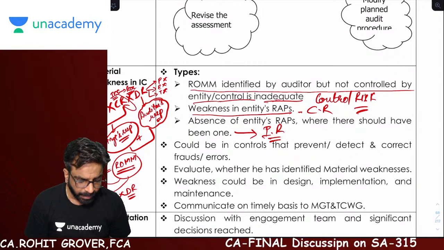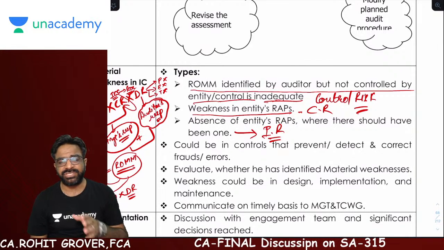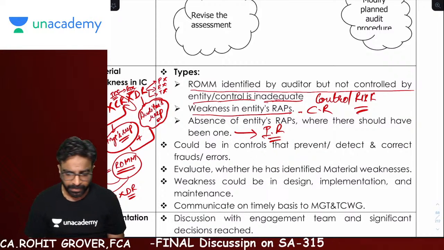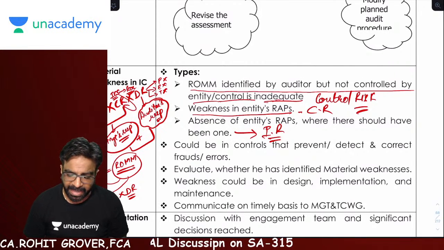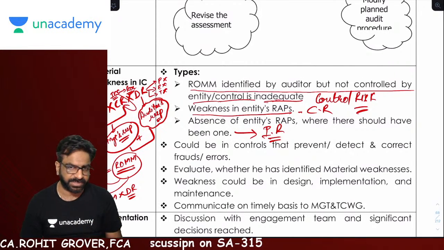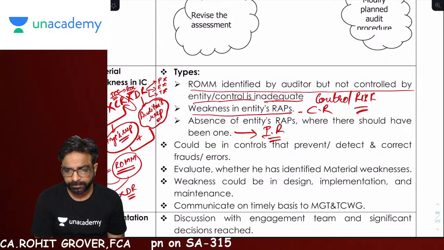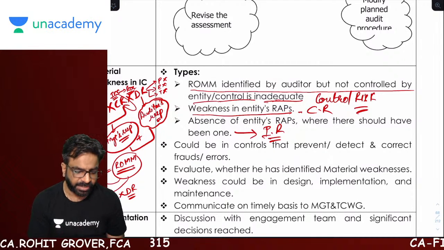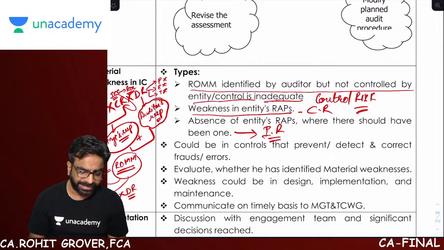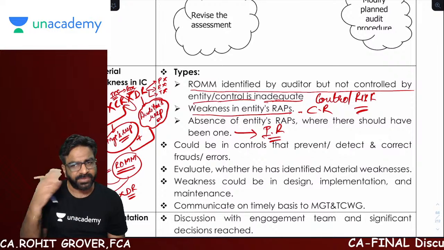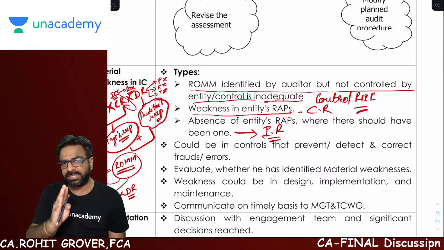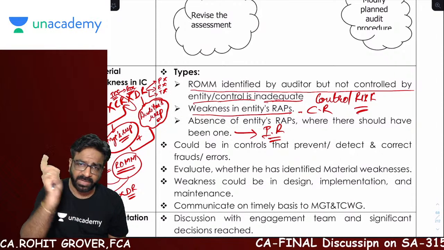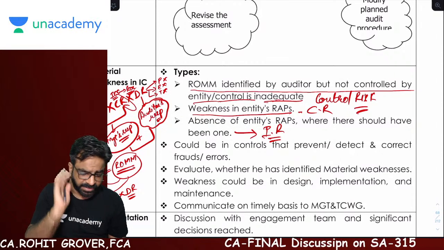Clear? Now anybody can tell me what is the relationship between inherent risk, control risk and detection risk? Is it a direct relationship or is it an inverse relationship? If it is a direct relationship, please let me know. And if it is an inverse relationship, please explain why it is inverse.